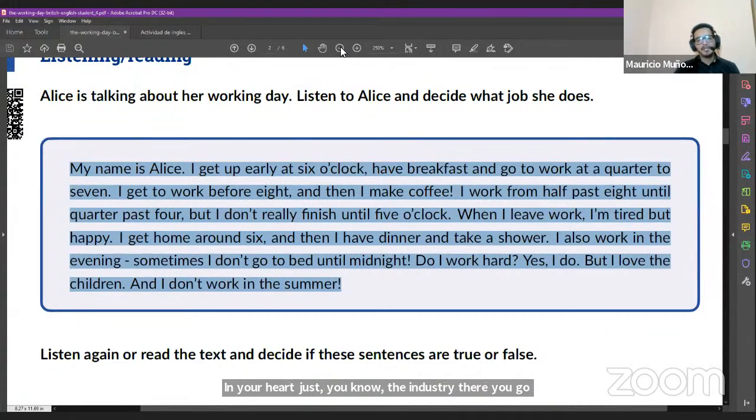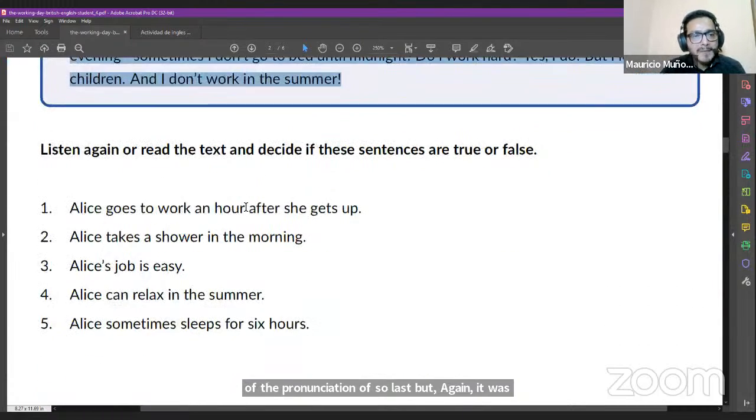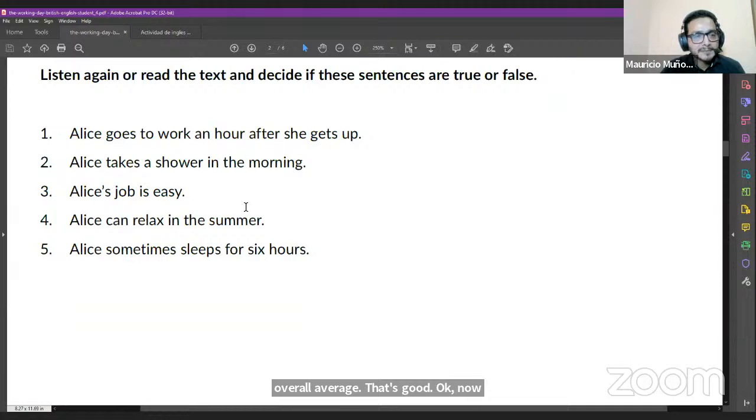Okay, thank you. Good. We need to review the pronunciation of some words, but overall it was average. That's good. Okay, now let's practice. Let's decide if these statements are true or false, okay?